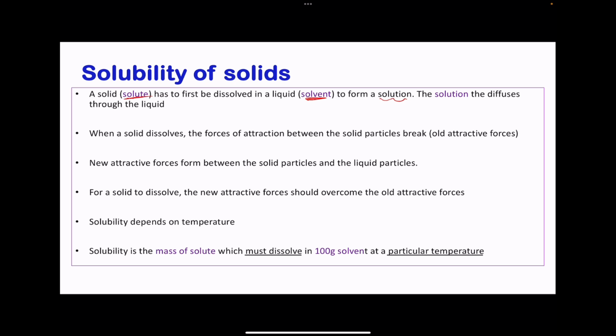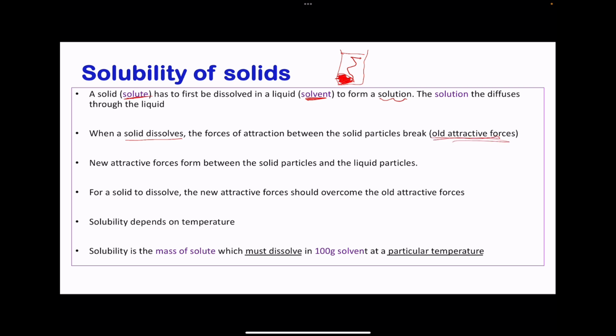Like I said already, if we have a container with a liquid, and this is the solid, the solid cannot diffuse because it's held together. We have to first make this solid dissolve to create a solution, and then this concentrated solution in this area diffuses through the whole liquid until uniform concentration is attained. When the solid dissolves, the forces of attraction between the particles have to break. I'm talking about the old attractive forces which are between the solids.